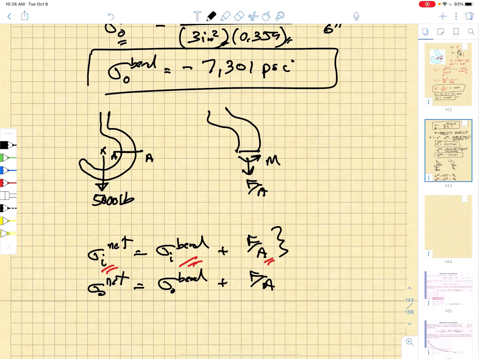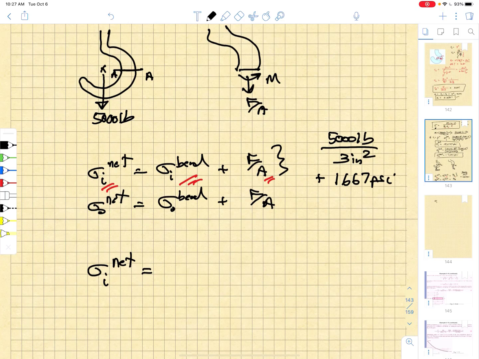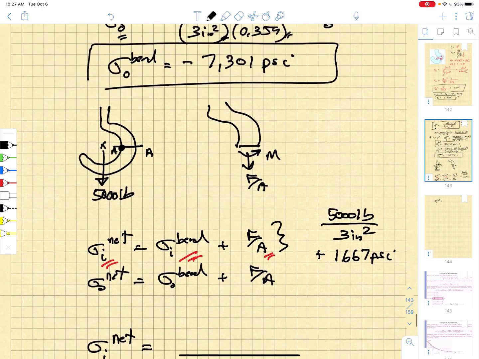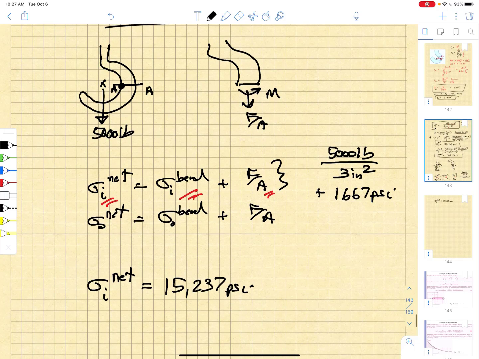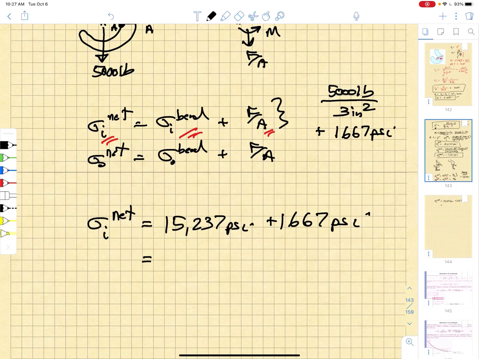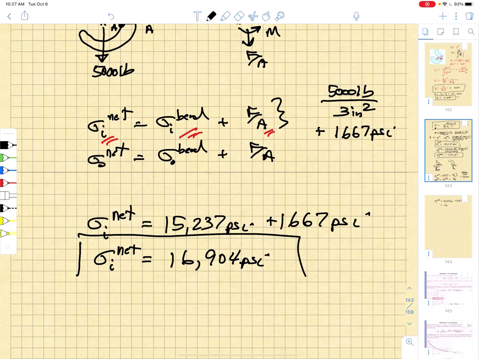What is our tensile stress going to be? Well, if we evaluate this, my F is 5,000 pounds and my A is 3 square inches. We get a tensile stress of 1,667 psi. Our net stress on the inside is going to be my bending stress, which was 15,237 psi, and I add to that 1,667 psi, which gives us a value of roughly 16,904 psi net tensile stress on the inner fibers.